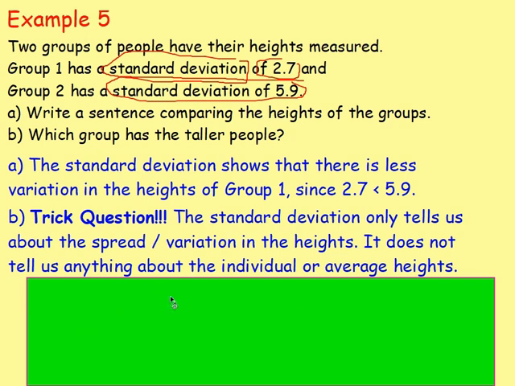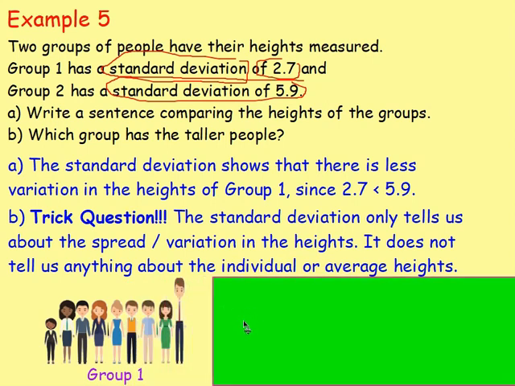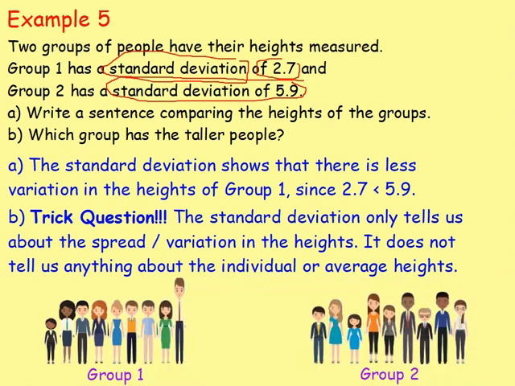Let me demonstrate that with a picture. Let's say we've got group 1 and it looks something like this. And group 2 looks something like this if you lined everybody up. Well, we can see that for group 1, most people are a very similar height. We've got this person who's a lot taller at the end, and this person here who's a lot shorter as well. But you can see most people are a very similar height. There's not that much variation overall in this group. So because there's not much variation, it means there will be a lower standard deviation.